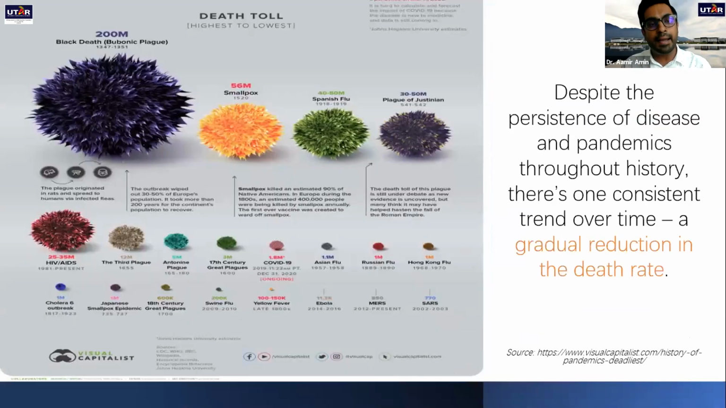First, let's see the impact. If you see the impact, the biggest impact was the Black Death, the bubonic plague, which came in the Dark Ages in Europe. It killed about 30 to 50% of Europe's population. It originated in rats, and it spread to humans via infected fleas. Moving further, smallpox almost killed 90% of Native Americans, and that was a huge number. Again, 56 million people died during that time.